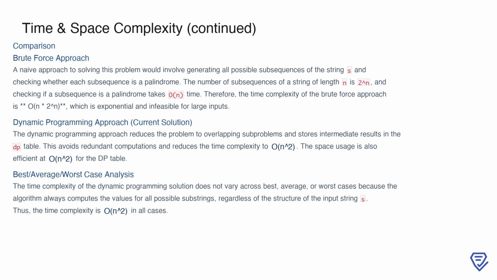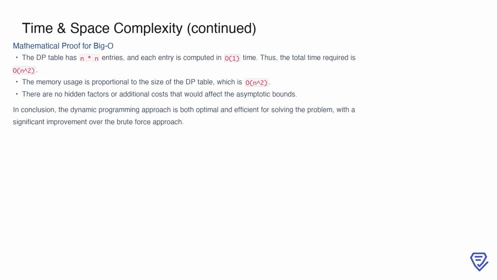Finally, let's solidify our understanding of the algorithm's efficiency with a mathematical proof for its big O complexities. The dp table consists of n*n entries, and each entry is filled in constant time, giving a total time requirement of O(n²). Similarly, the memory usage is proportional to the size of the dp table, which is also O(n²).